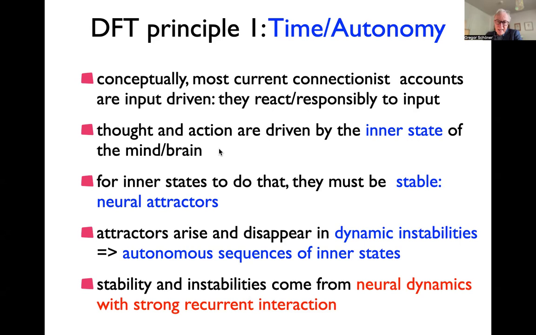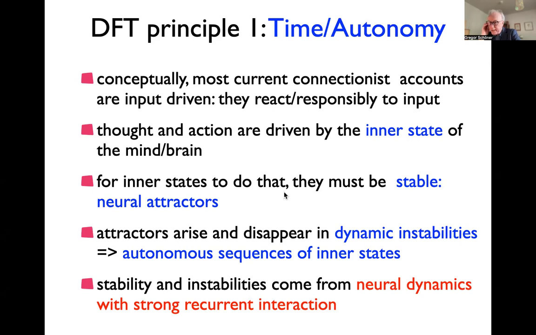And we argued that action and thought are actually not primarily driven by input. They are primarily driven by the inner state of the mind or the brain. And that inner state can only arise and persist, and sustain changes in input, when they have these stability properties, and that's what we call the neural attractors. And then specifically, DFT has a concrete proposal for how these attractors arise and disappear in instability. So an attractor, if it becomes unstable, disappears as an attractor. And it might also suddenly appear because it was previously unstable and now it's stable.